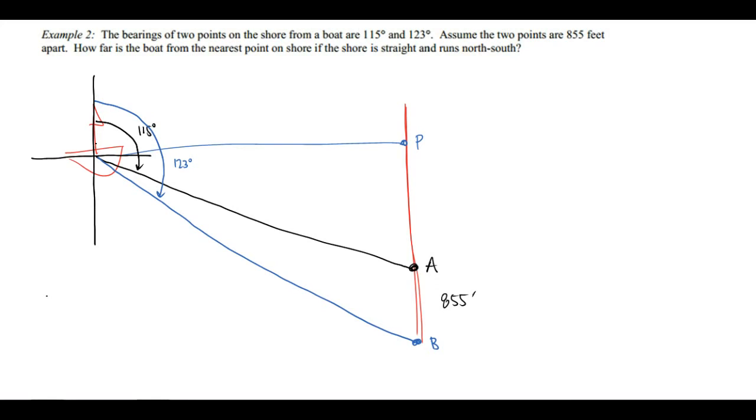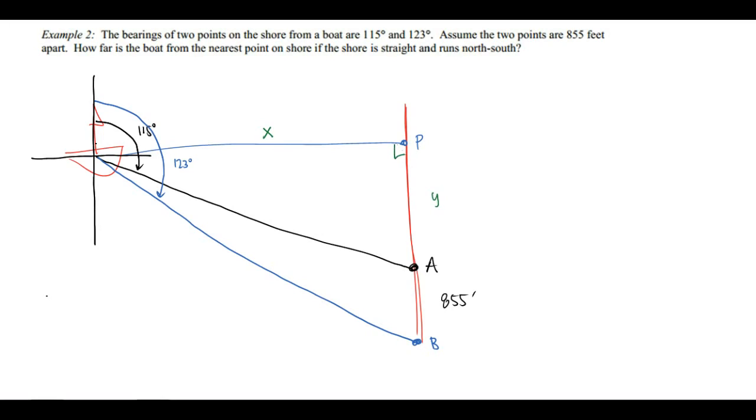In other words, this distance right here from the boat to point P, let's call that x. How far is that point? Well, notice we got two similar triangles here, or at least two triangles that we can make a relationship with. So I'll call the distance between P and A y, and I will set this up.